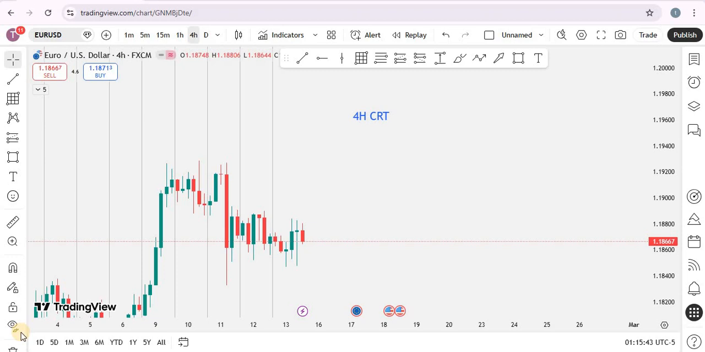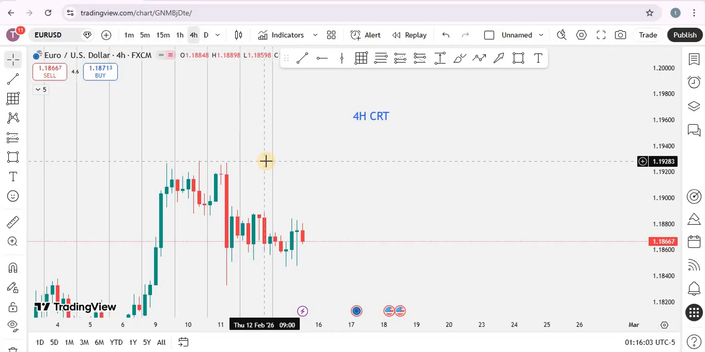Hi folks, welcome back. This is the place where we track one of the most consistent patterns in the market, the EURUSD 4-hour CRT setup. Every day the market leaves clues: liquidity gets taken, structure shifts, and the 4-hour candle reveals the high probability timing.